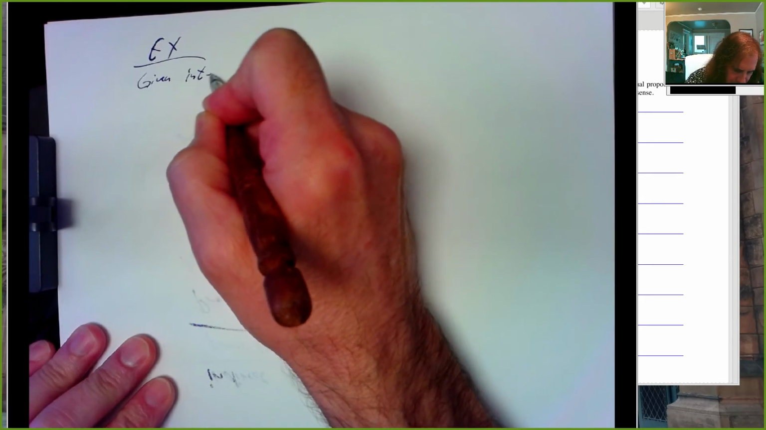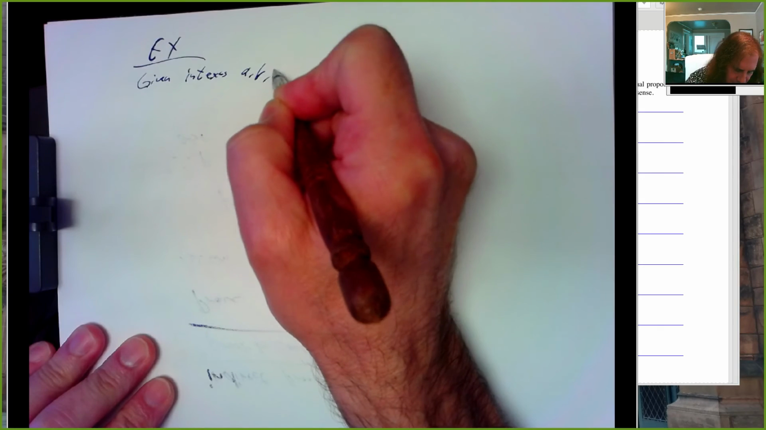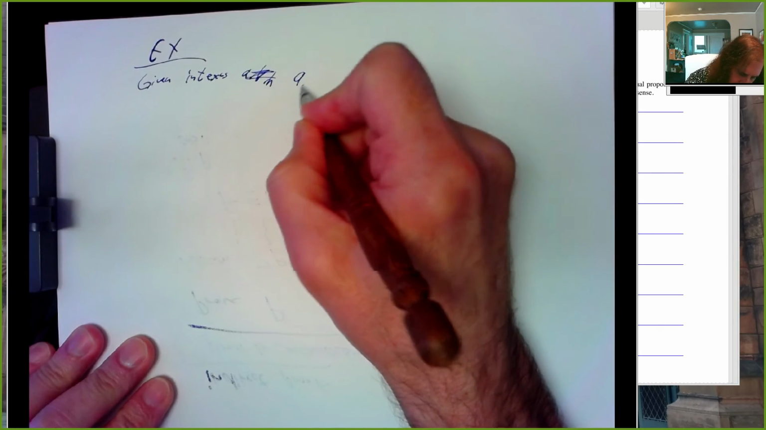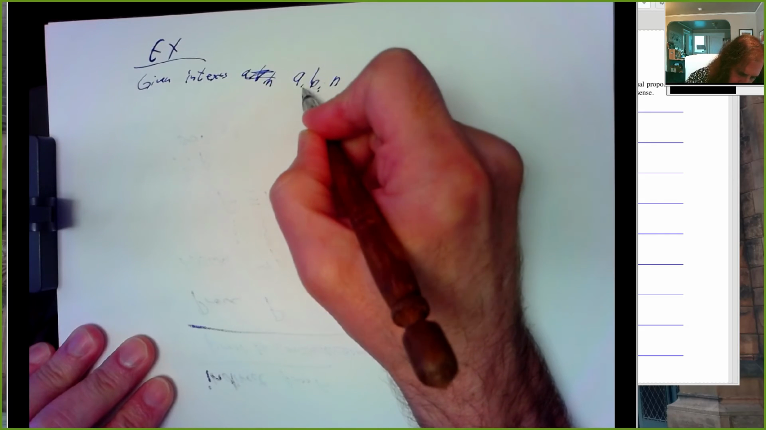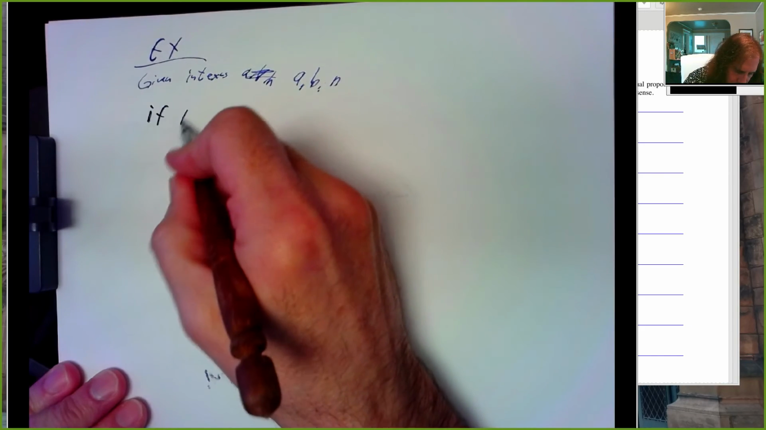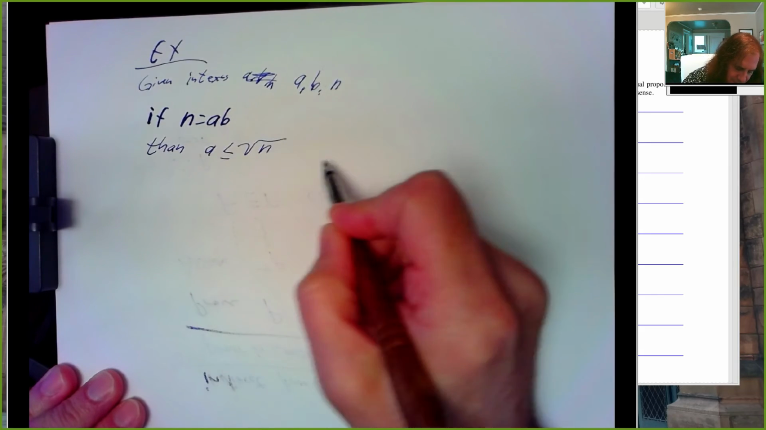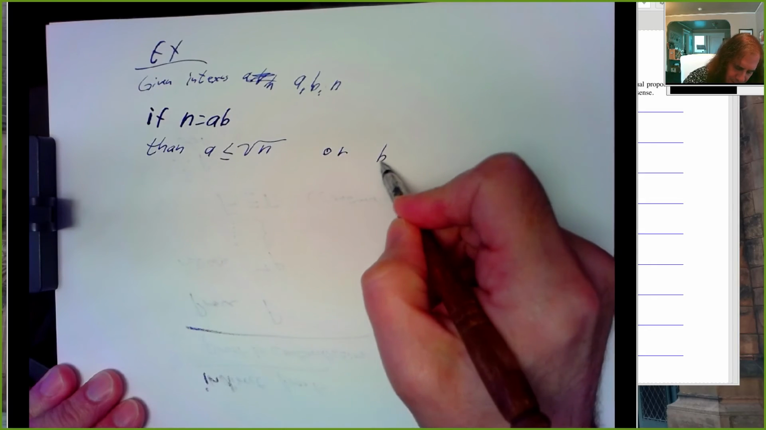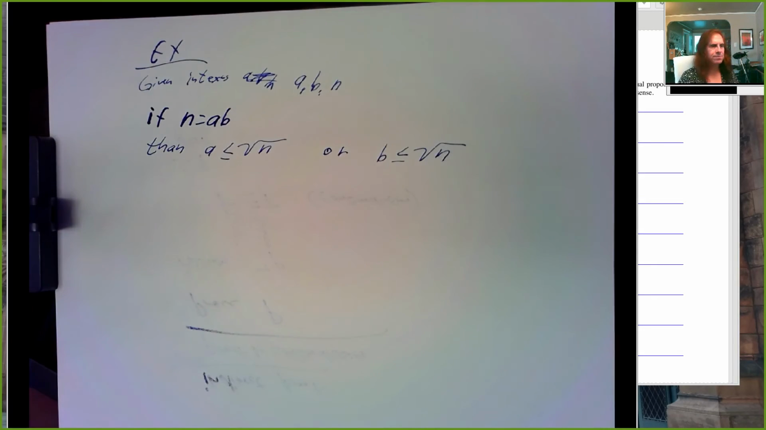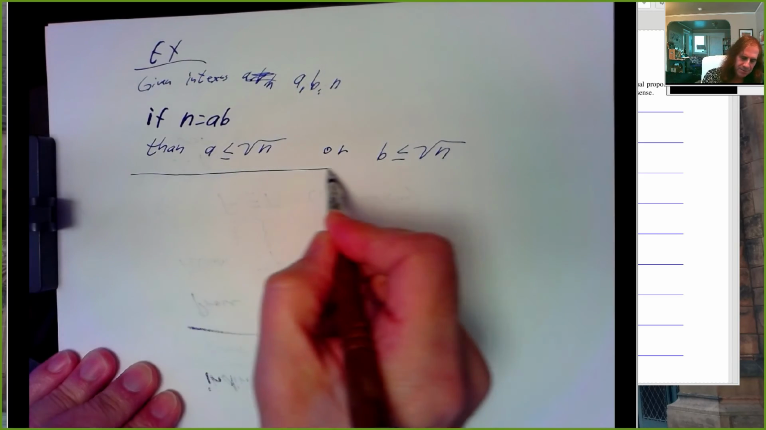So given integers a, b, and n, if n is the product of a and b, then a is less than or equal to the square root of n, or b is less than or equal to the square root of n. And we'd like to prove this.